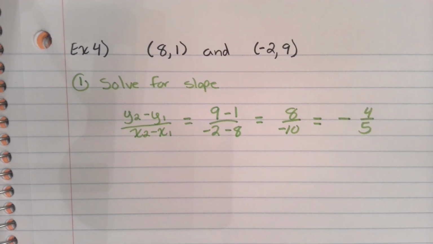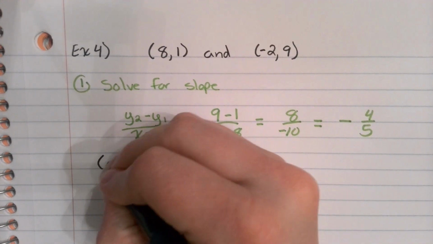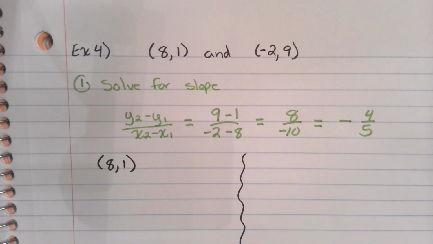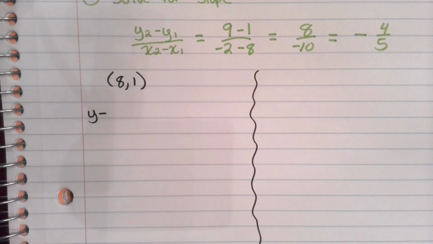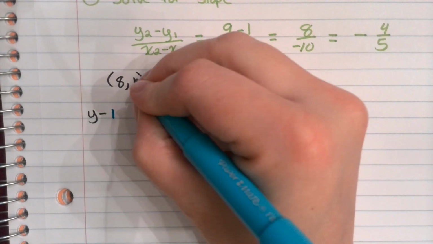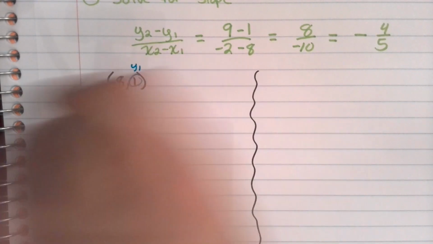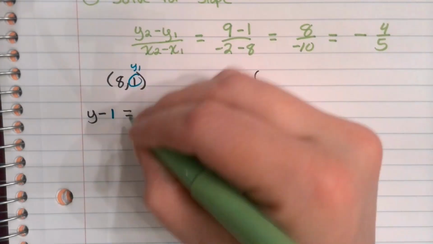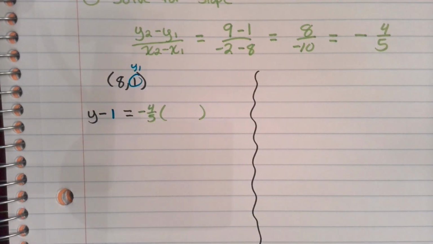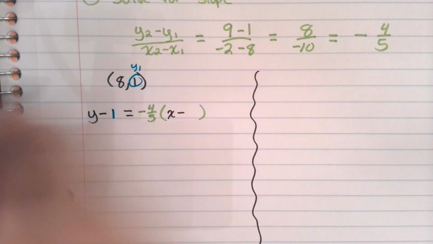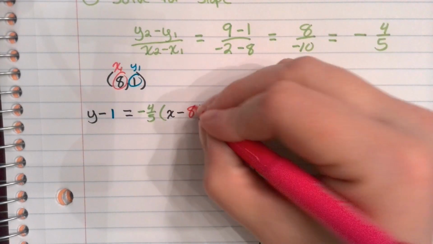Now, again, it does not matter which point you choose. So let's say that I choose the point 8,1. Then my formula would be y minus 1, because there's my y1, is equal to my slope, negative 4/5, times x minus my x1 value, so minus the 8.